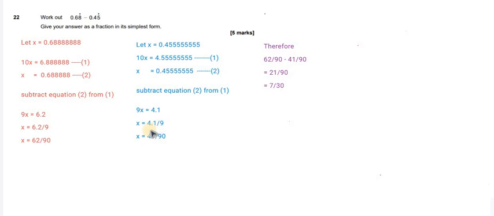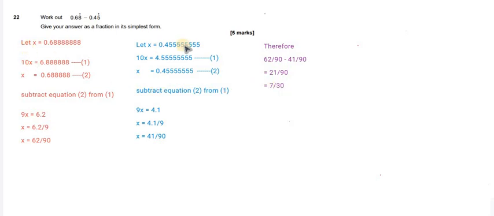Multiply top and bottom by 10, same as x is equal to 41 over 90, which is the same process that was carried out here. So now you have the fraction for both of them. So you just subtract 62 over 90 minus 41 over 90. Since the denominator, which is the bottom number, is the same, you just subtract the top, which is just 21 over 90. Reduced by common factor of 3, 7 divided by 30.